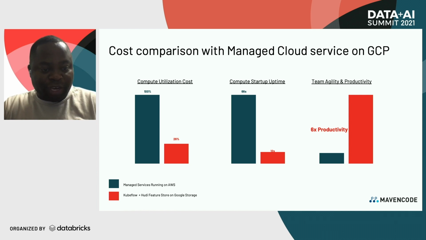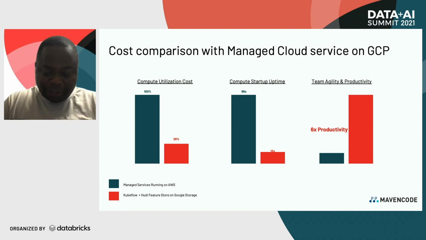In terms of compute utilization, managed services running on AWS go around 100% utilization. Then your Kubeflow plus feature store takes about 30%. When you're talking about startup time, managed services running on AWS take about 66 seconds, but Kubeflow and feature store on AWS take about 15 seconds. In terms of team agility and productivity, we have about 6 times productivity for both Kubeflow plus feature store compared to AWS.